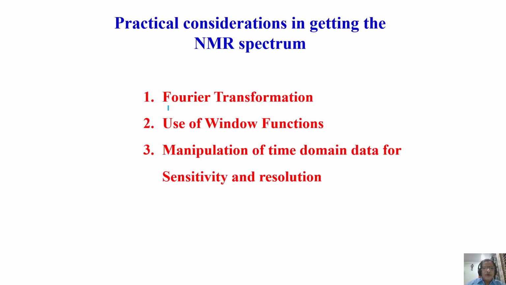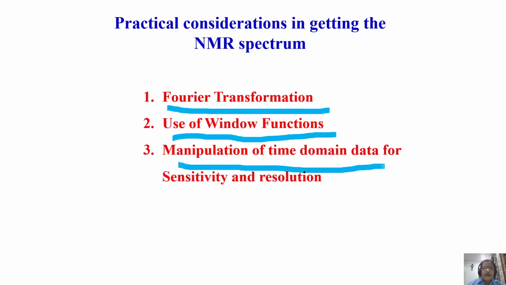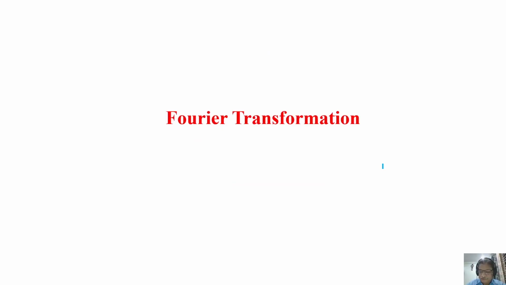Of course, we should know that we have to do the Fourier transformation. And after getting the spectrum, sometimes we use window functions. What are these window functions? Why are they used? We will discuss. And we can manipulate time domain data either to achieve sensitivity or resolution or both. So these are some of the points we need to discuss. Let us start with Fourier transformation.